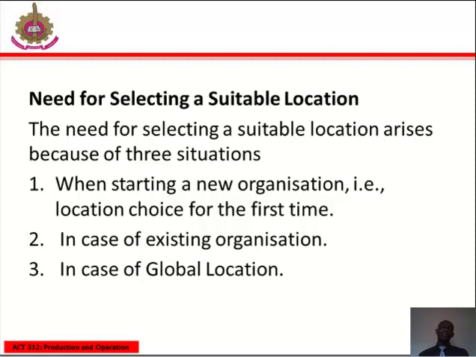In case of global location, which is the third one, there's a scope for virtual proximity and virtual factory. Because of globalization, multinational corporations are setting up their organizations in India, and Indian companies are extending their operations in other countries. So these conditions must be taken into consideration while choosing a location.